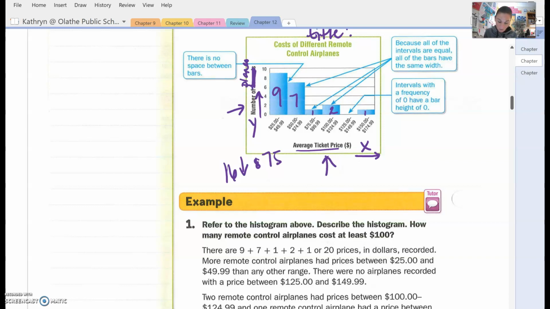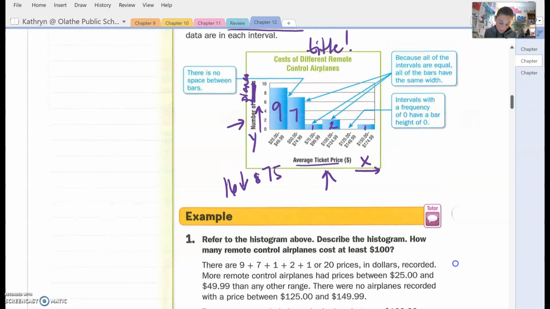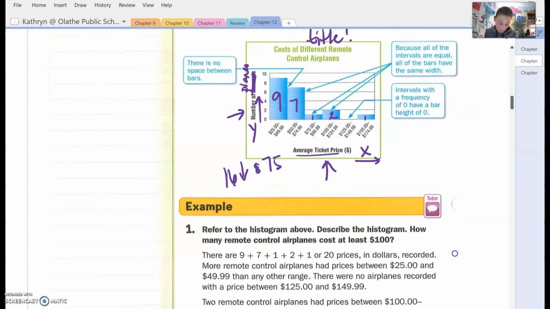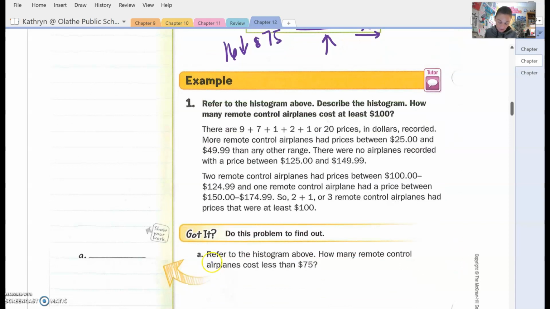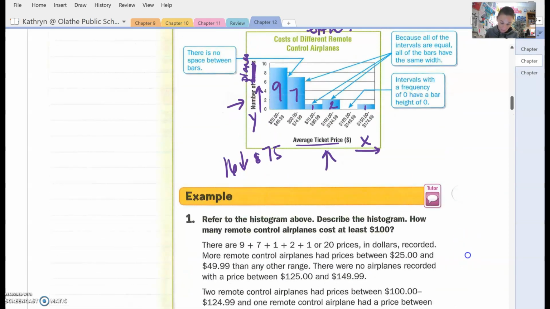Okay, so we want to take a look. So the average ticket price of, I guess, the remote control planes, maybe. All right, doesn't matter. Let's just use what it says here. It says, refer to the histogram above. How many remote control airplanes cost less than $75? So we're talking about less than 75, which would be all of this right here.